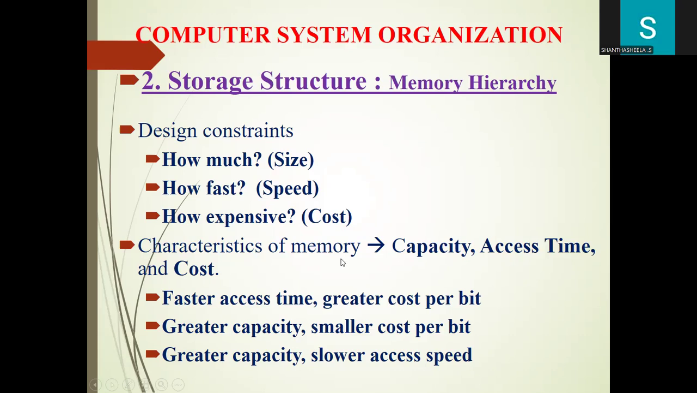Moving on to the characteristics of memory, we have capacity with respect to access time and cost. The faster the access time, the greater the cost per bit. The greater the capacity, the smaller the cost per bit, and the greater the capacity, the slower the access speed. So faster access time means they are directly proportional to the cost per bit. Capacity and cost per bit are inversely proportional.